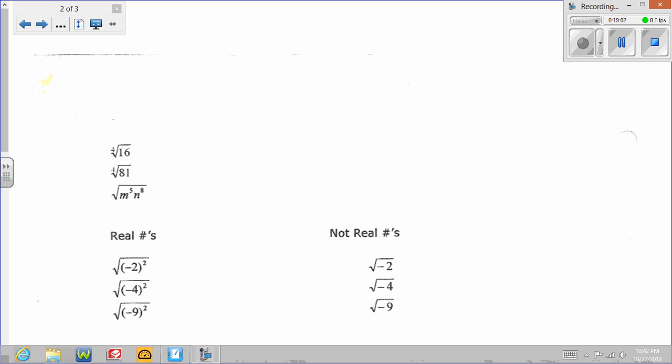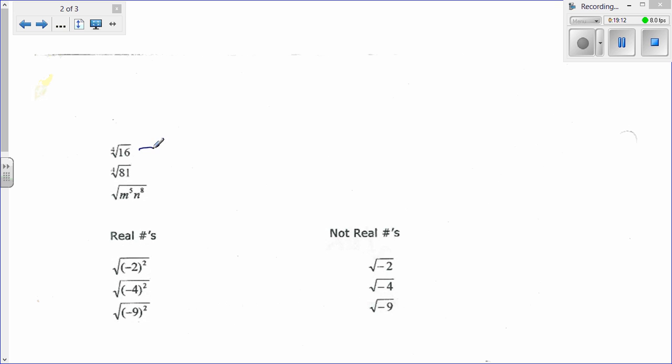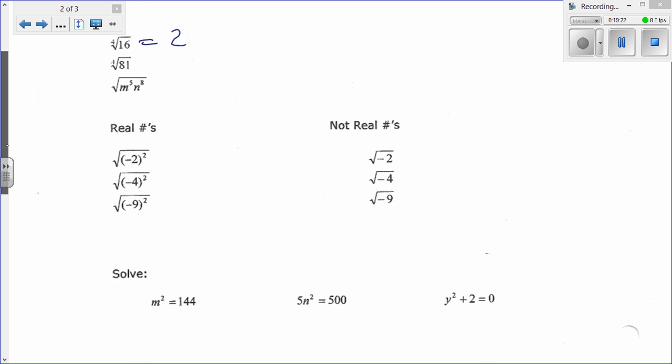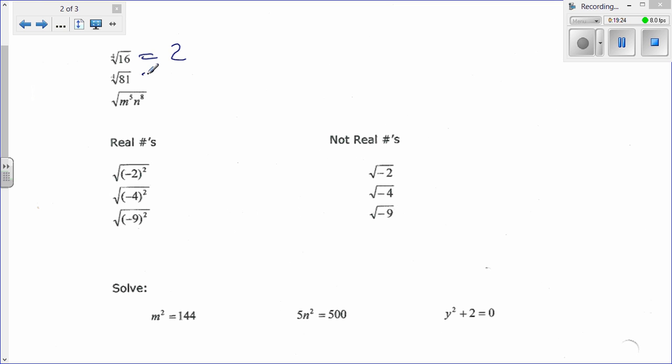Every so often you will see a fourth power. Not very often, but the fourth power is just like a third power. What times itself 4 times will give me that answer. And the fourth root of 16 is 2, because 2 times 2 times 2 times 2 is 16. And the fourth root of 81 would be 3 times 3 times 3 times 3.